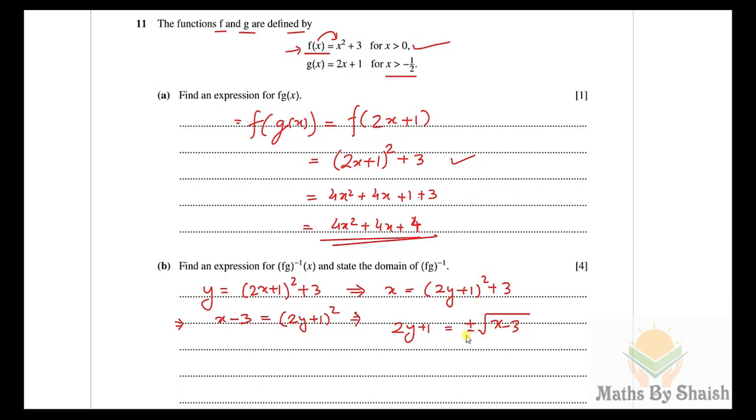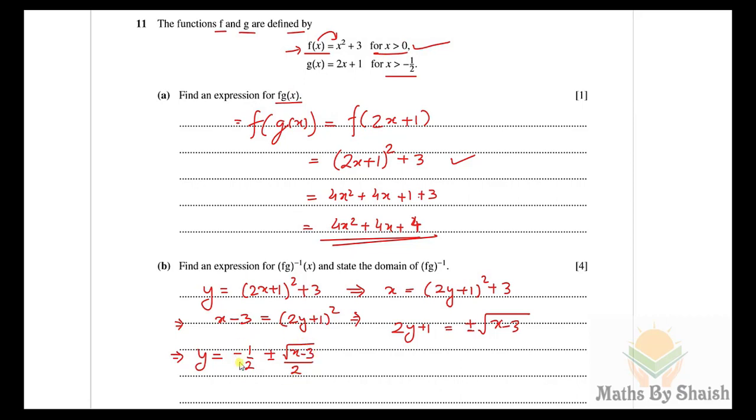So we can simplify a little bit more and we can get y in terms of this. So first of all, it is y is equal to minus 1 by 2 plus minus root x minus 3 upon 2. Now this is y, that is fg inverse, and from here we can see this is fg of x. So the range would be x greater than 0.